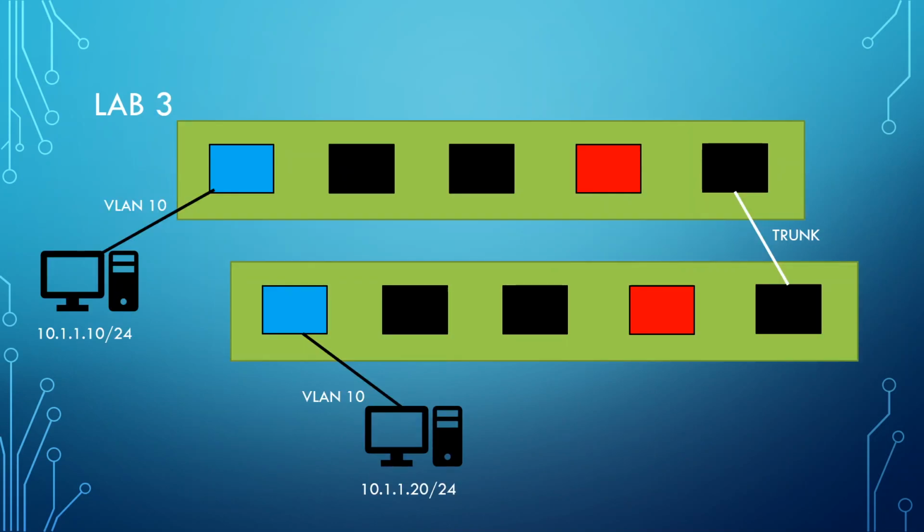And then we're going to expand by introducing a second switch. That second switch will have a trunk link running to the first switch. We'll have a device on each switch. Again, we'll configure them to be part of VLAN 10 and ensure communication. Then I'll show you how important it is to check that the list of VLANs allowed over a trunk link matches on both sides to ensure end-to-end communication.